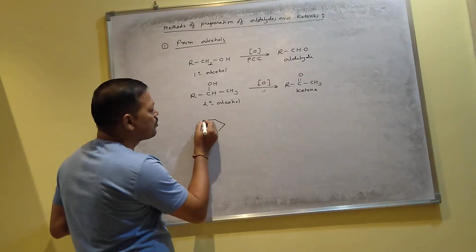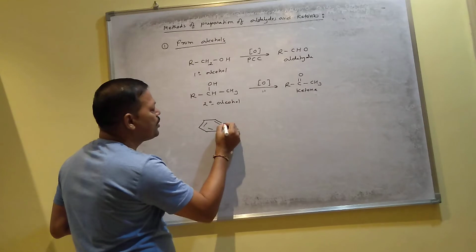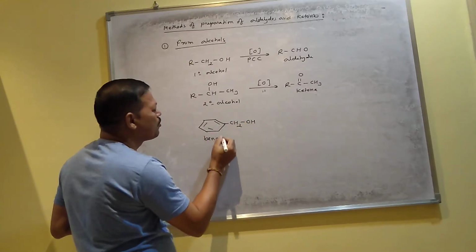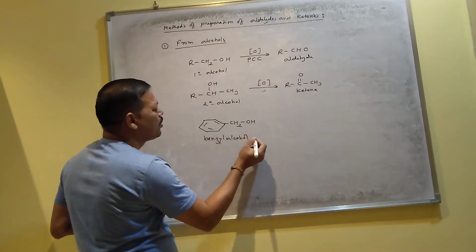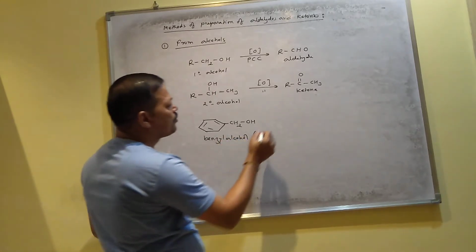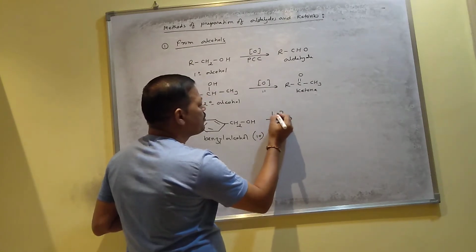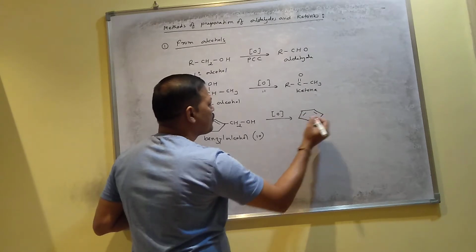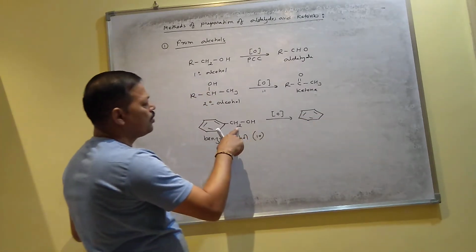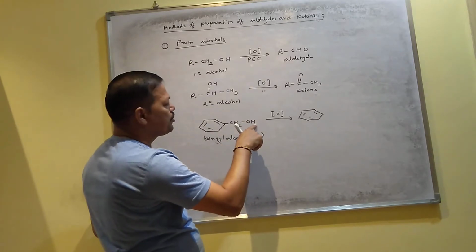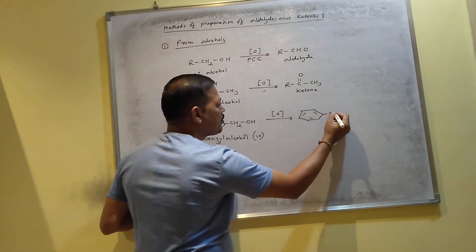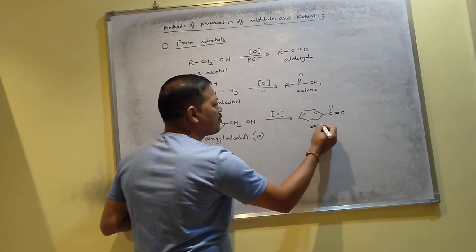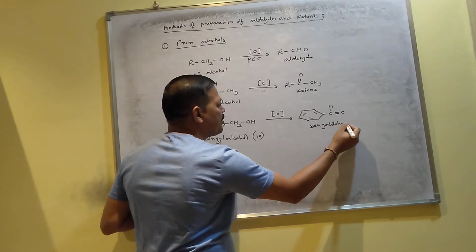This is one of the alcohols, which is called benzyl alcohol, and it is a primary alcohol. If you want to do oxidation of this, then the ring will remain the same. From here one hydrogen is removed, from here one hydrogen is removed, and you will get CHO. You will get benzaldehyde.